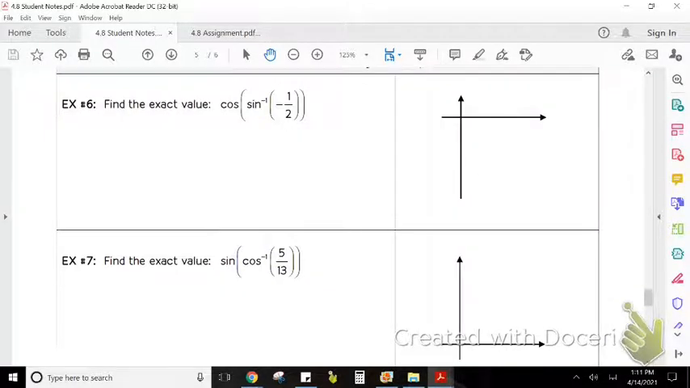All right, so now we're going to evaluate, we're just going to find these values. They said to do it graphically, but I'm going to also remind you of how we did it before, just using our x, y, and r, or you can use your opposite, adjacent, hypotenuse. It's up to you. That was a while back, though, that we did it, wasn't it?